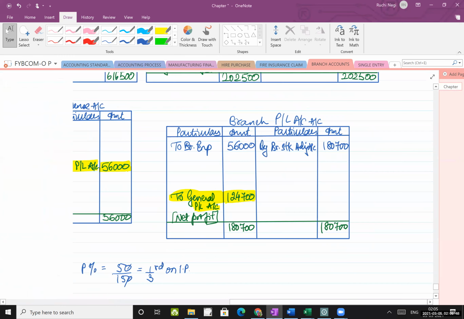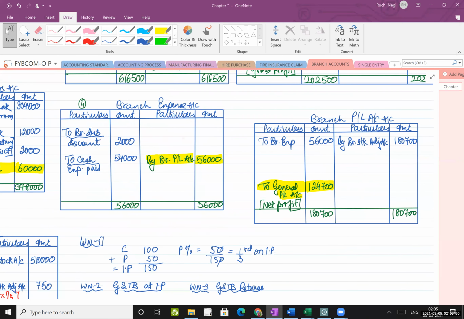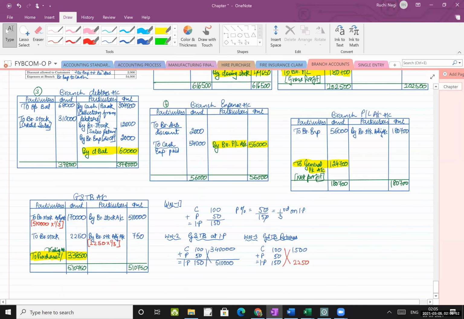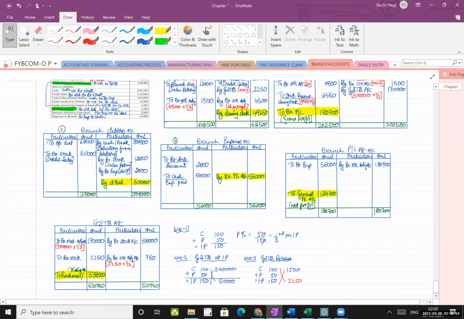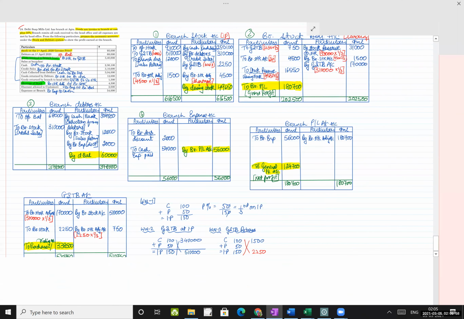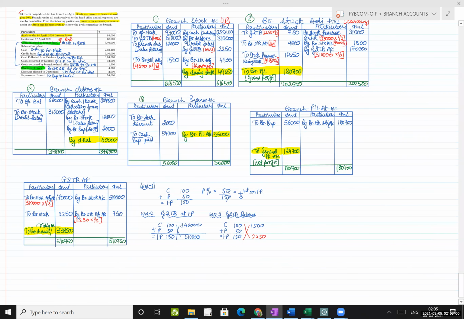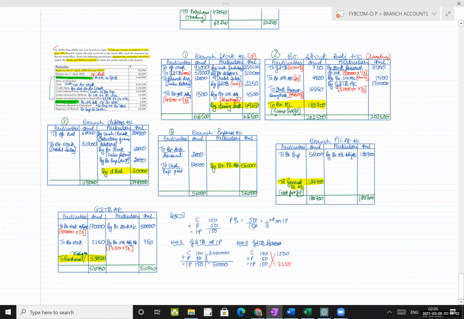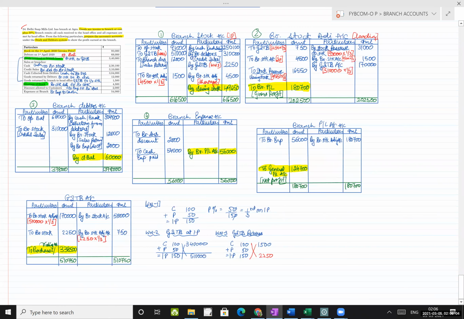Okay, so this completes the sum. So what exactly did we do? We prepared a branch stock adjustment for the loading part, branch debtors, branch expense, branch P&L, and GSTP. And accordingly we did the working notes.